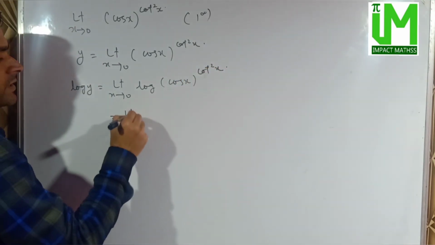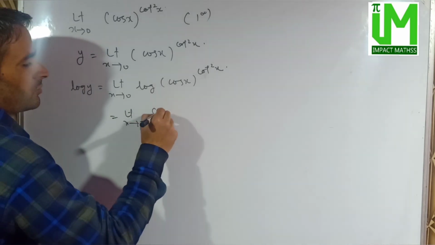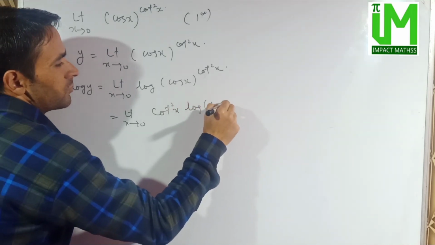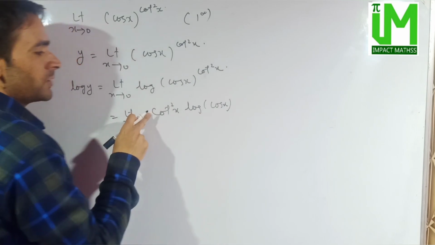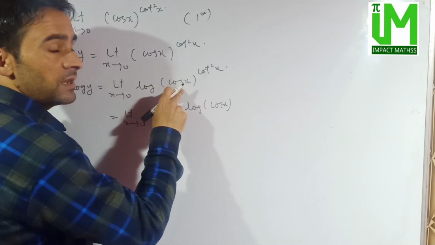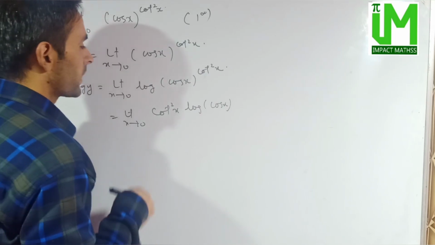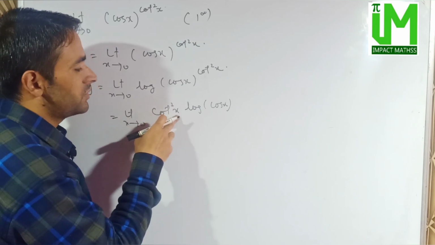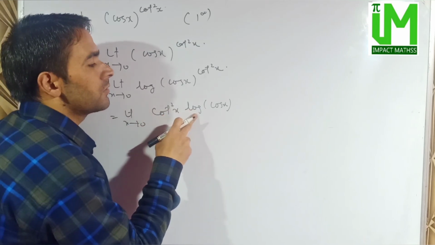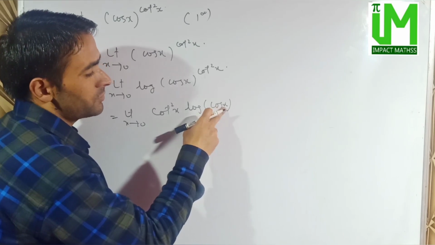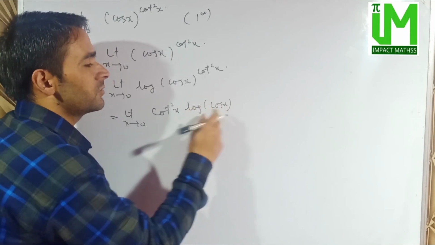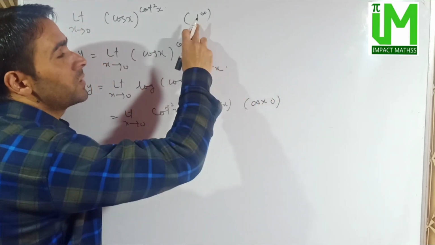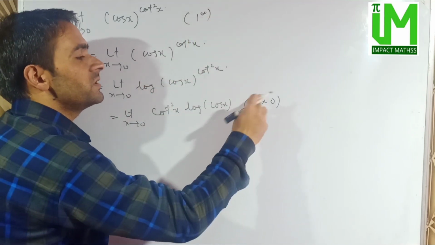So this will be limit x approaches to 0 of cot square x into log of cos x. So again we know cot square x will be multiplied here, because log of a raised power b is same as b log a. Now if we check cot square x when x approaches to 0, cot 0 is infinity, and for log of cos x, cos 0 is 1, so log of 1 is 0. So this is infinity into 0, or we can say 0 into infinity type. That means 1 raised power infinity is converted into infinity into 0 type.